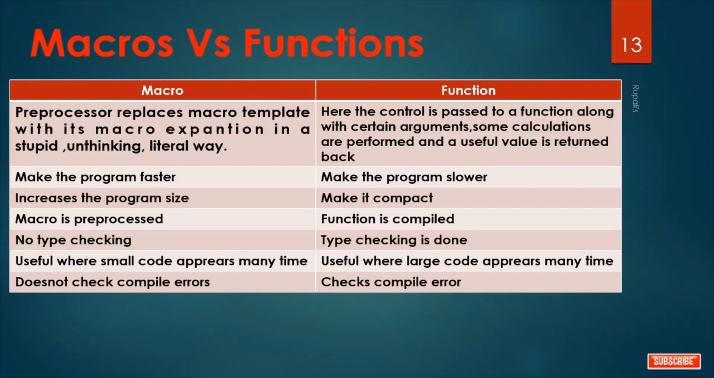In case of macro, it is useful where small code appears many times. If the macro expansion is bigger, then the program size becomes much bigger. But function is useful where large code appears many times. Just make a separate function with the large piece of code and call it many times. In case of macro, it does not check compile errors because it is done before compilation. But function checks compile errors because it is done at the time of compilation.